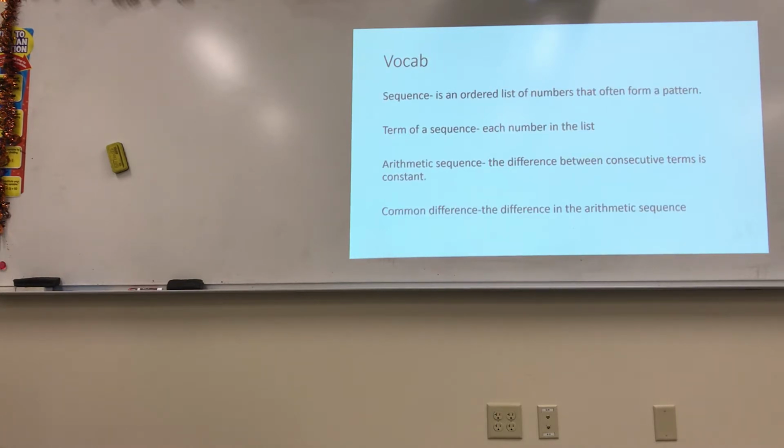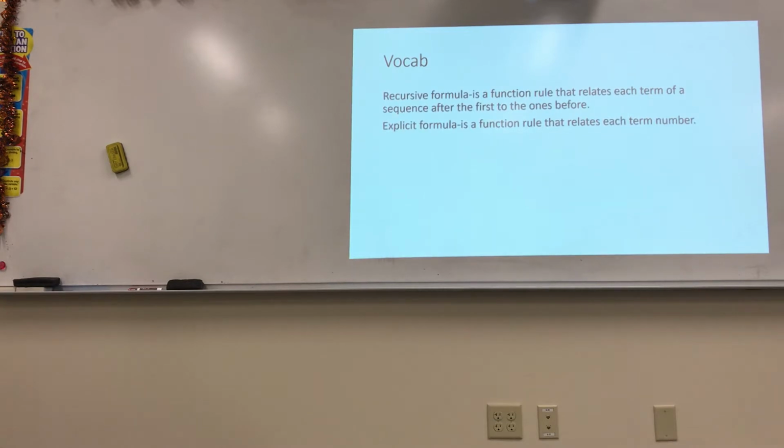Vocab. A sequence is an ordered list of numbers that often form a pattern. Terms of a sequence: each number in the list. Arithmetic sequence: the difference between consecutive terms is constant. Common difference: the difference in the arithmetic sequence. A recursive formula is a function rule that relates each term of the sequence after the first to the ones before it. An explicit formula is a function rule that relates each term to its term number.